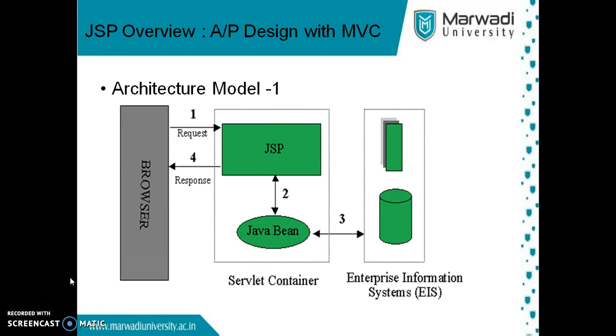Okay, now we have an application design with the MVC architecture. In architecture model 1, you can see the MVC framework here, where the request is received from the browser, and this is the JSP. This is your view component. And from the view it will decide on the Java beans, that is the controller and the model. Java beans basically are the model part where the business logic is available, and the servlet is the controller. Here I have combined the model and the controller.